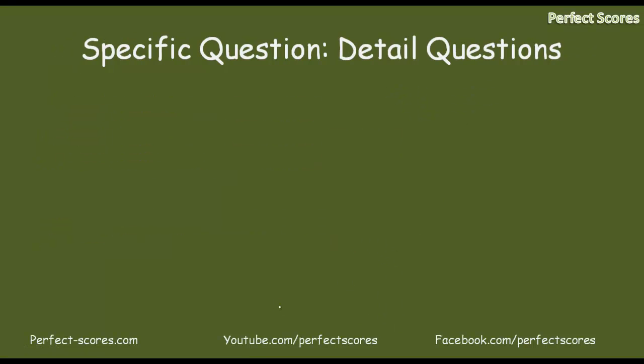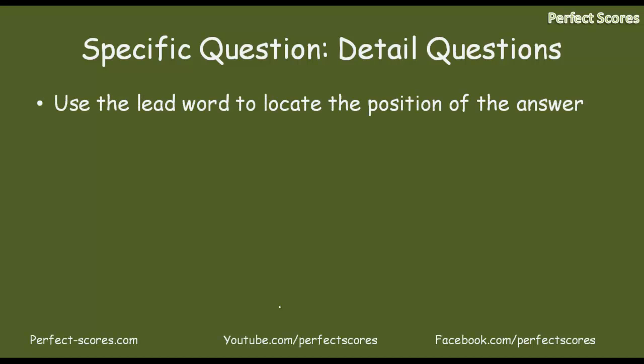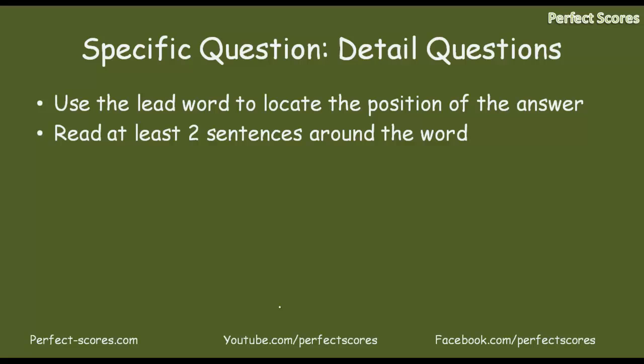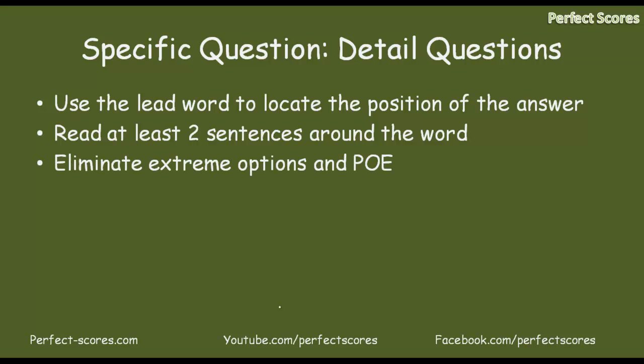The next specific question is a detailed question where you have to use the lead word to locate the position of the answer. Read at least 2 sentences around the word. That means 1 sentence above that and 1 sentence below the lead word. Eliminate any kind of extreme options and eliminate aggressively. Use POE, which is process of elimination.